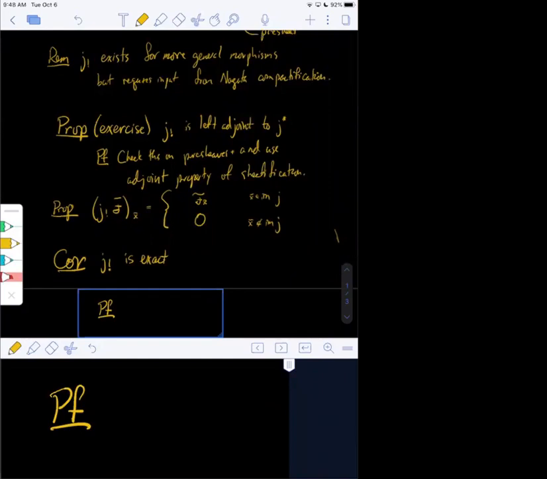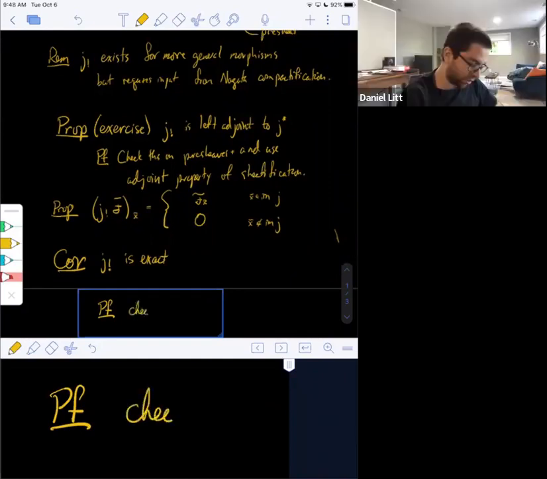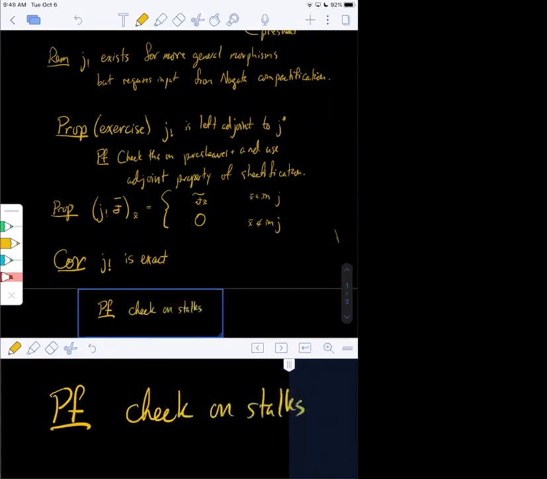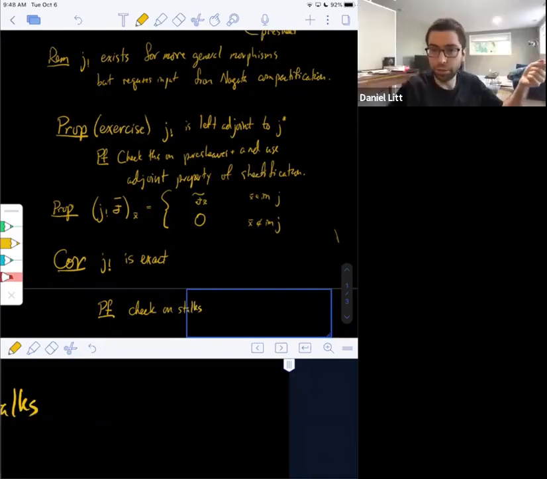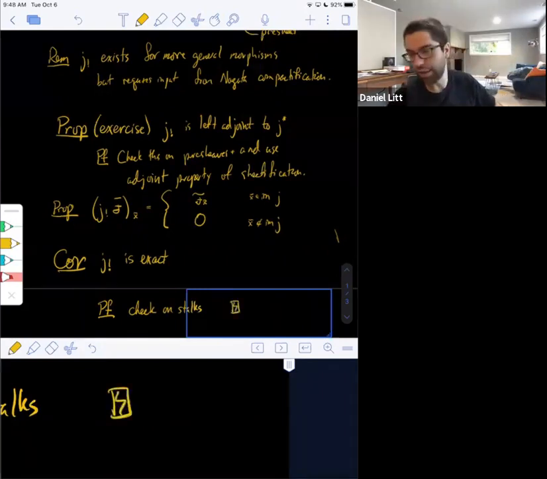So check on stalks. Yeah, exactly, you check on stalks. So suppose you had an exact sequence of sheaves on U. You take their extension by 0 to X, and the stalks are the same on U, so those are exact on U, and away from U they're just 0, and the sequence 0 to 0 to 0 is exact. So we've shown that this is exact.